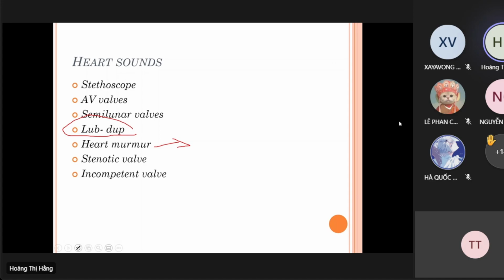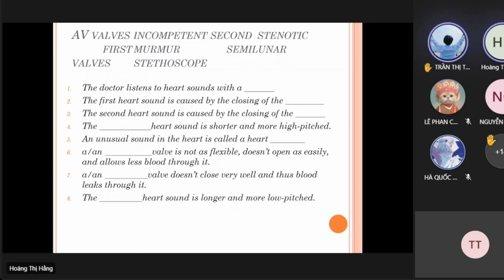Rồi, cô mời Trần Thanh Ngân. Thanh Ngân. Chưa ạ? Ok. Cô ơi, bây giờ là làm cái bài tập đó đúng không cô? Đúng rồi. Yeah.